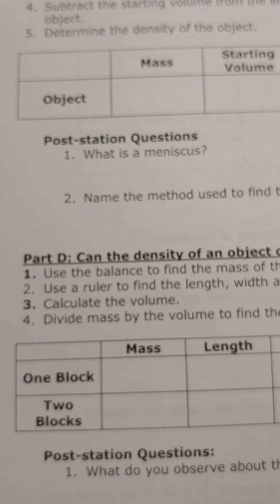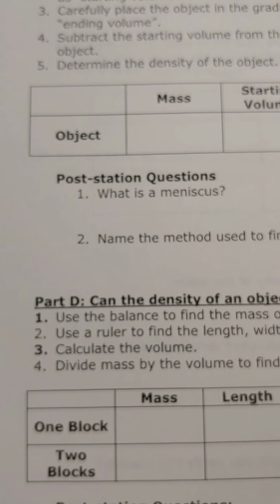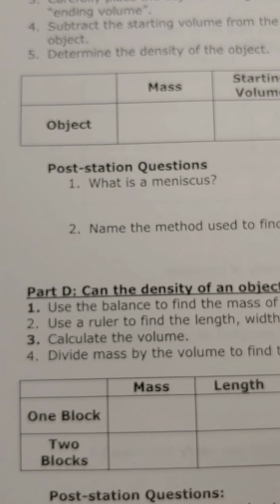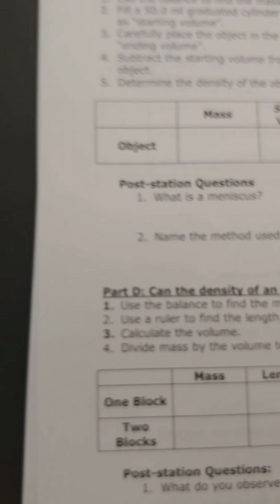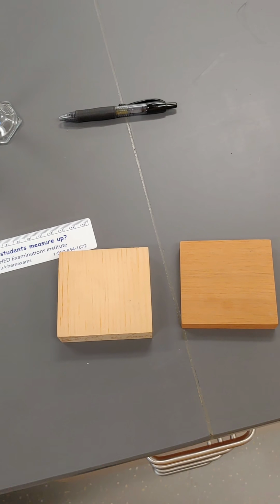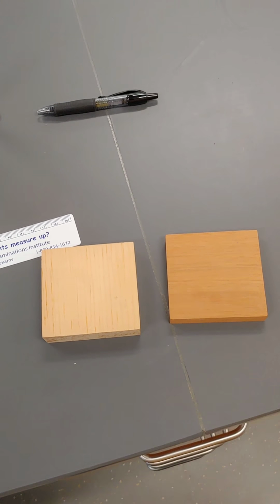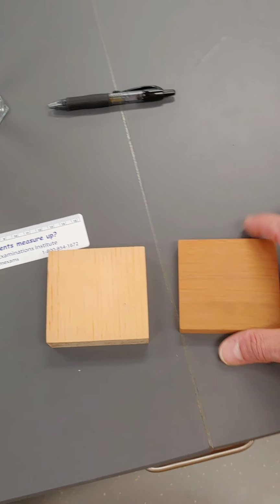All right, so now we're going to move on to part D. Can the density of an object change? We're going to use the balance to find the mass of the block. Right here I've got 2 different blocks of wood, and we're going to pick one of the blocks and measure its mass. Okay, so which one should I pick, the left or the right? Okay, I'll pick the right one.